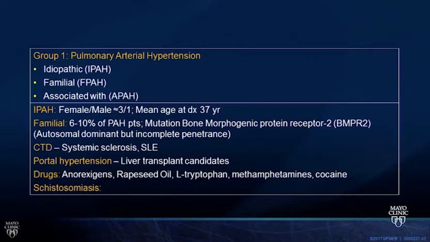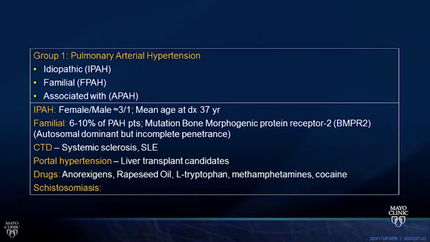With group 1, the female to male ratio is 3:1. Mean age at diagnosis is 37. There's some familial component. 6 to 10% of all PH patients have some degree of heritable PH. The BMPR2 mutation is autosomal dominant but with incomplete penetrance.